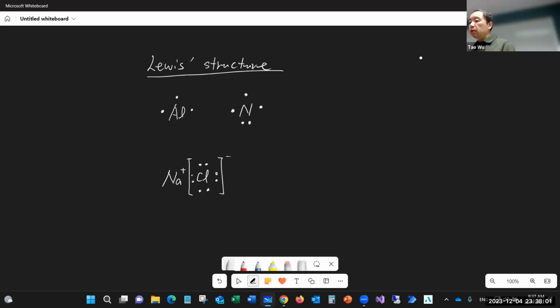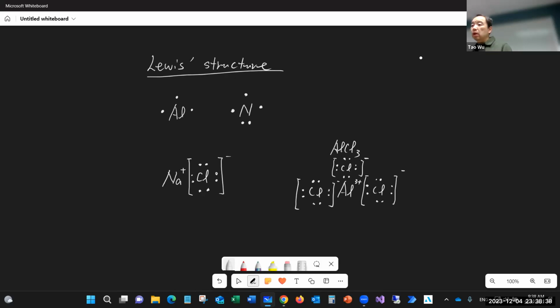This is a Lewis structure for sodium chloride. And if you have another one like aluminum chloride, again, you're gonna have aluminum in the middle and the chloride on the side, and write the 3 chloride ions over there. Then that's it. This one is very similar to the molecular compound, but you need to make sure that one has the charge, right? They have a charge. So this is the only difference between molecular compounds and ionic compounds. One has a charge, one doesn't have a charge, right? So this is aluminum chloride for the Lewis structure.